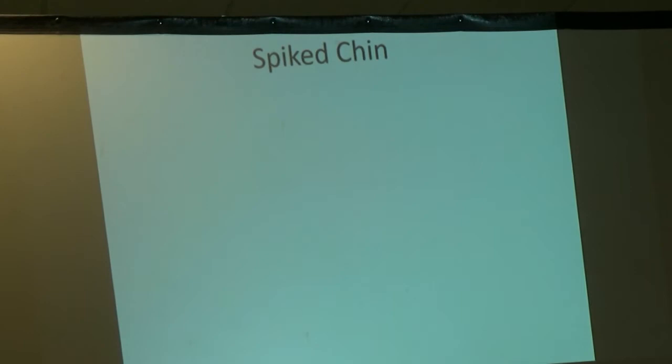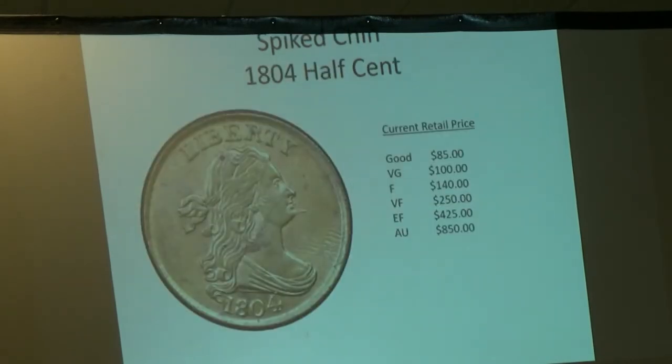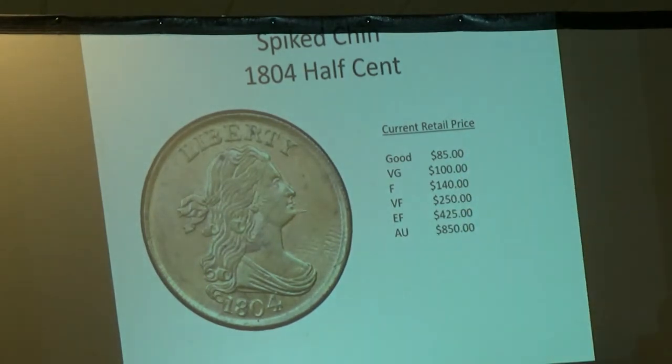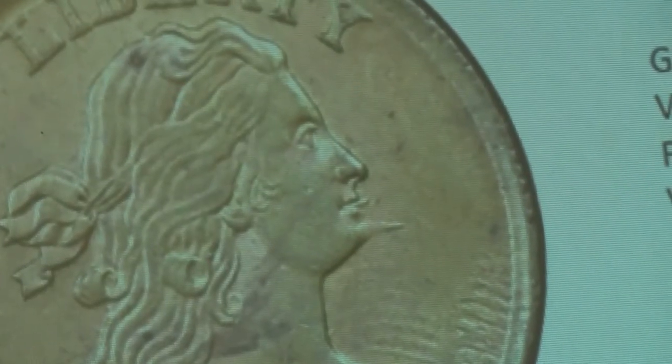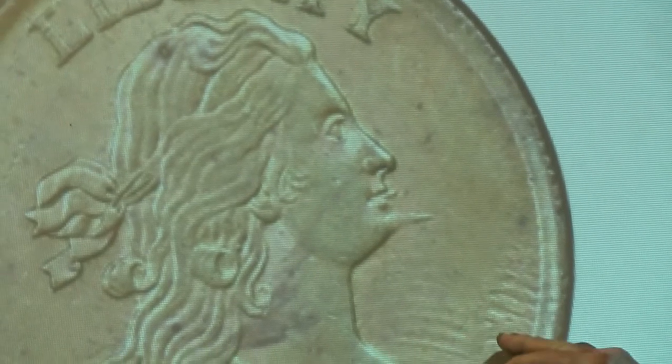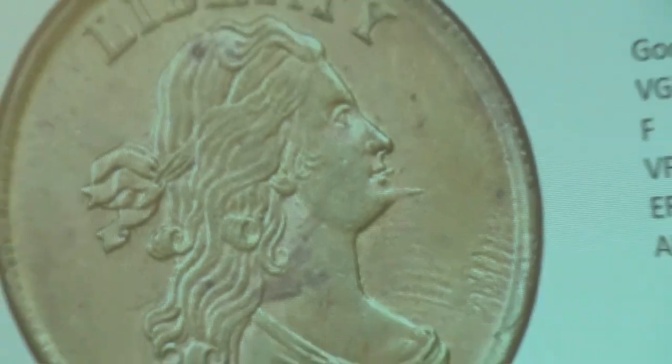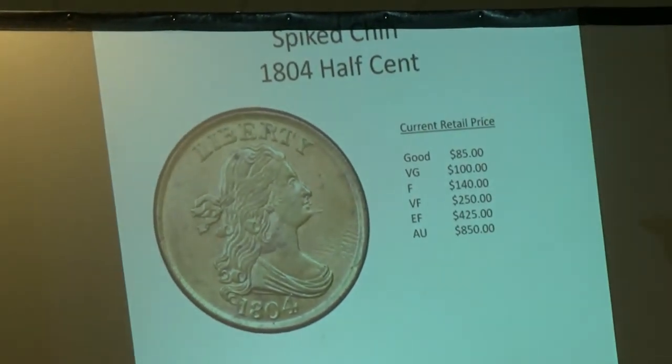Spiked chin half cent. What year? 1804. This is it. I have one of these in a fairly nice shape. The big thing that you can see right away is the spiked chin. It's because of the dies that they used back then, and they got damaged. And if you see a true spiked chin, not only will it have a spiked chin, but you'll see these ripples on this.